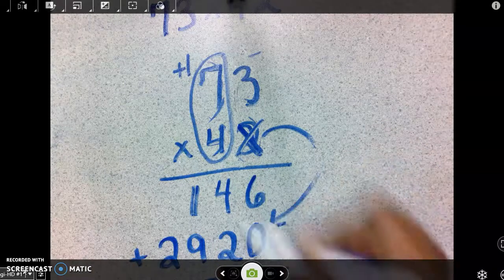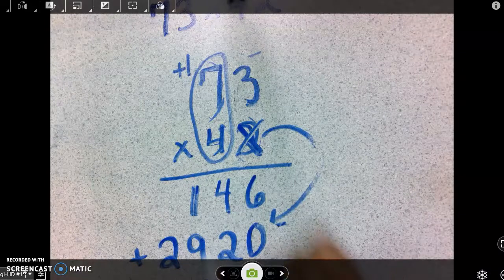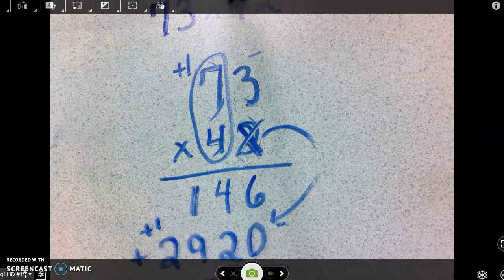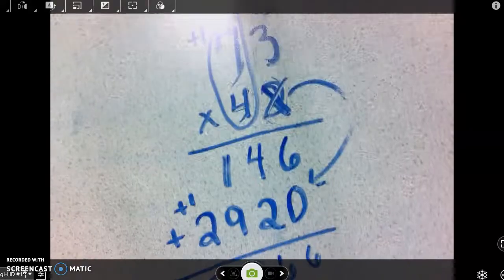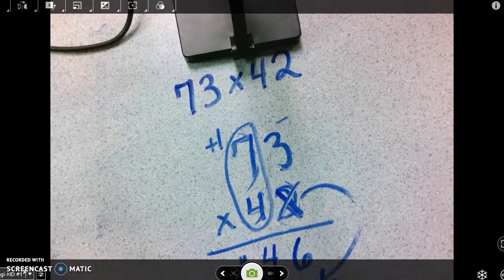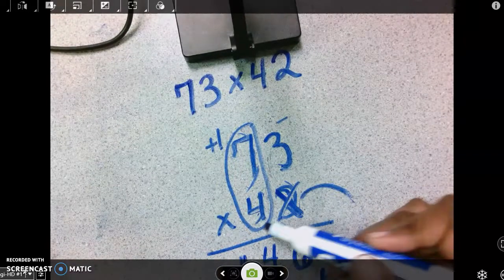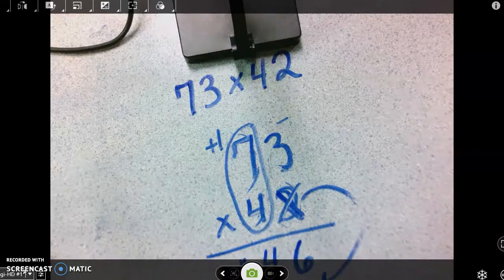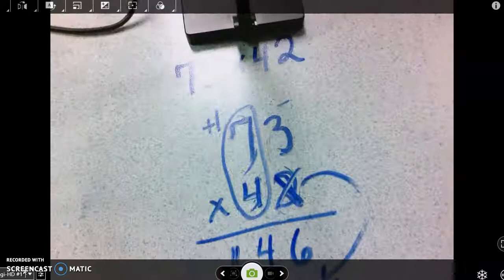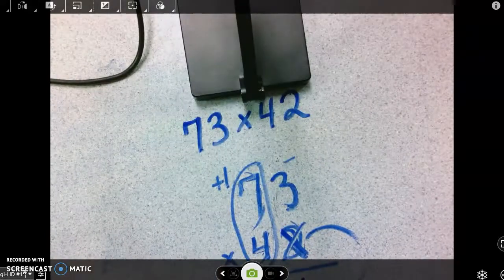6, 6, 10. Regroup my 1. Gives me 3. Now again, if you do not know how to do any of your multiplication, you can always skip count by whichever number. I could have skip counted by 4 or skip counted by 7, any of those things. But this is just a quick tutorial on doing the standard algorithm for a 2-digit by a 2-digit number.